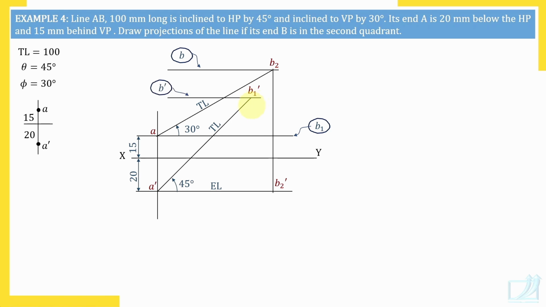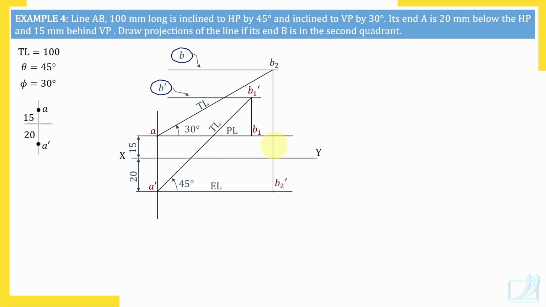And through B1 dash, vertical line. B1 dash is front view. So on a vertical line, front view and top view of the same point. So vertical line through B1 dash. So B1 is on that vertical line. And there is already a horizontal line for B1. So here you will get B1. AB1 is PL. So AB1 is PL, A dash B2 dash is EL.